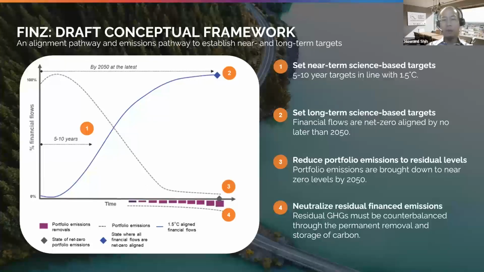So first, FIs will need to set near-term targets to increase the share of financial flows going to activities that are 1.5C aligned. And then second, essentially all of an FI's financial flows will need to be net zero aligned by 2050 or sooner, which third means that its portfolio emissions should also be reduced to near zero levels by 2050. That fourth are then complemented by the neutralization of these residual financed emissions.